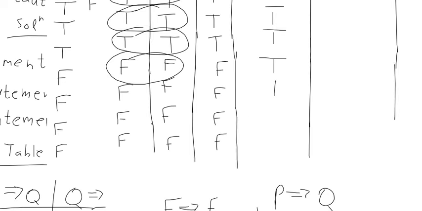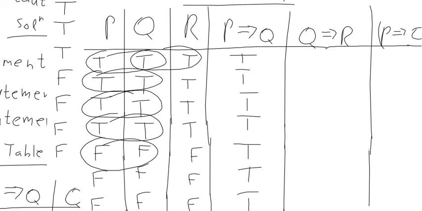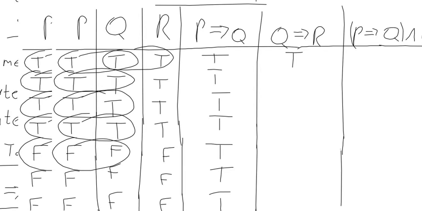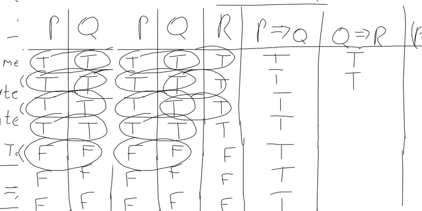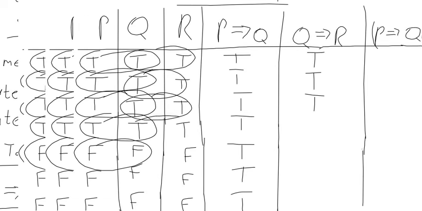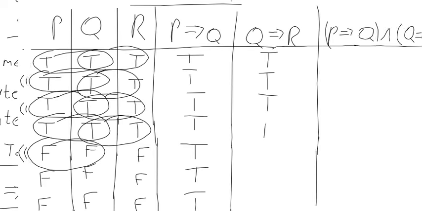Next, false implies false is true. So we now know what P implies Q is. Let's look at Q implies R. Now for Q implies R, we're focusing only on Q, column Q and column R, so be careful. So now we look at true implies true, true, true implies true, true, true implies true, true.